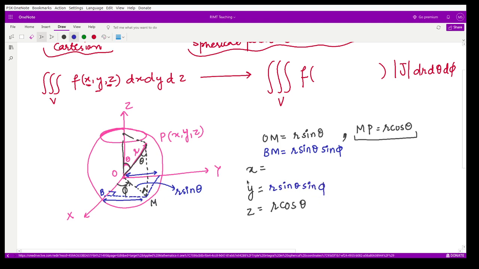And now talking about x, what is the x distance? This distance is the x distance. So this is equal to the base divided by hypotenuse, which is equal to cos phi here. So accordingly, the distance OB would be r sin theta cos phi. So this OB is nothing but your x coordinate. So we have r sin theta cos phi. This is the relationship that defines the Cartesian coordinates with the spherical polar coordinates.